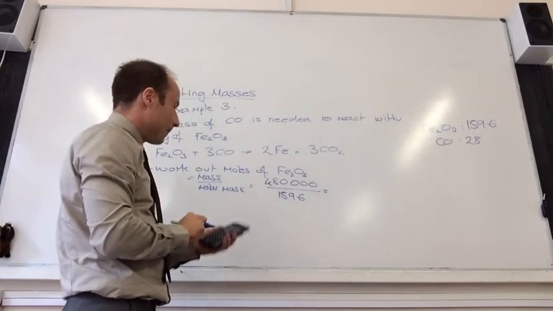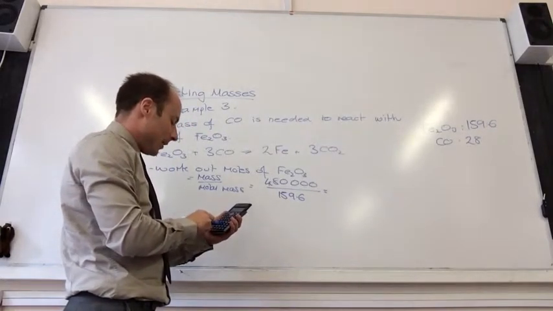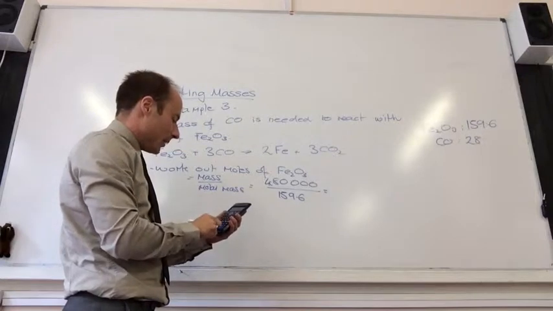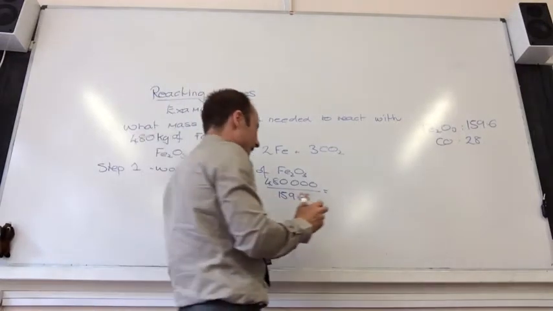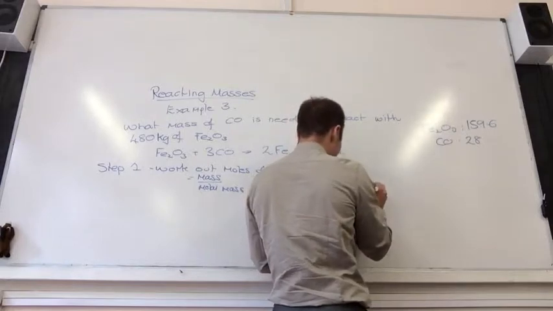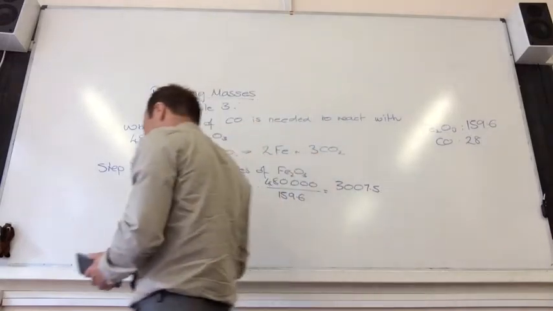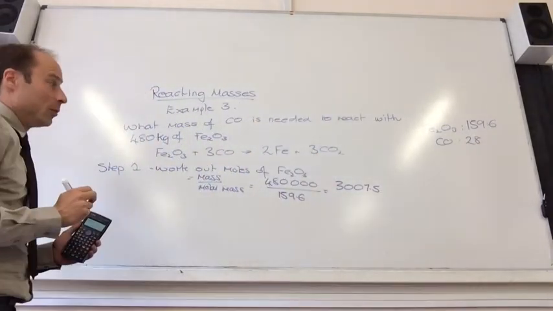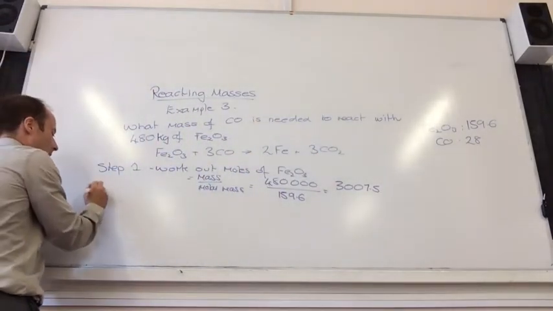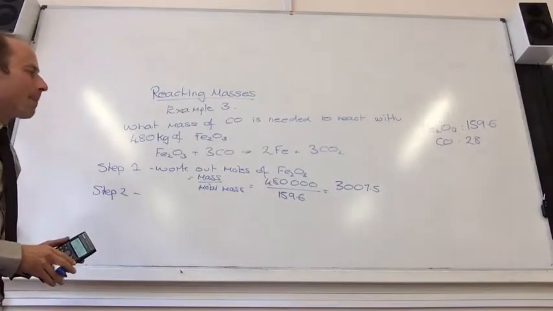So if I do that, 480,000 divided by 159.6, that gives me 3,007.5 moles. That's a lot of moles. Step 2, what do I look at?